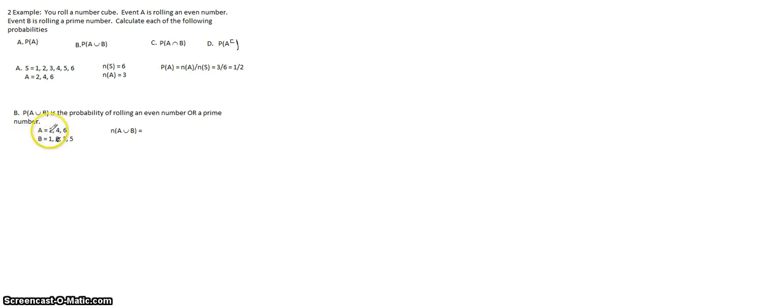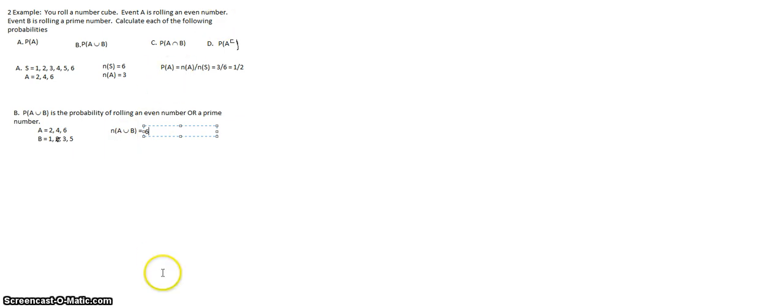And so now what I'm going to do is look and see, okay, I have 3 for A and 1, 2, 3 for B. So the number of elements that I have for A union B is 1, 2, 3, 4, 5, 6. So I have 6 elements for A union B.